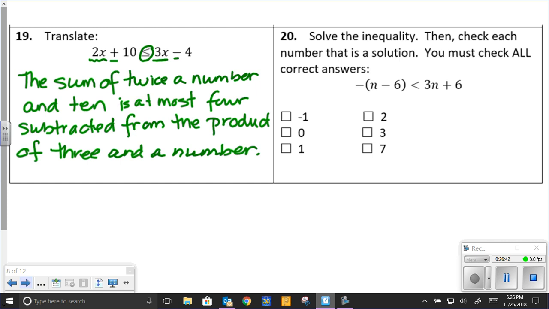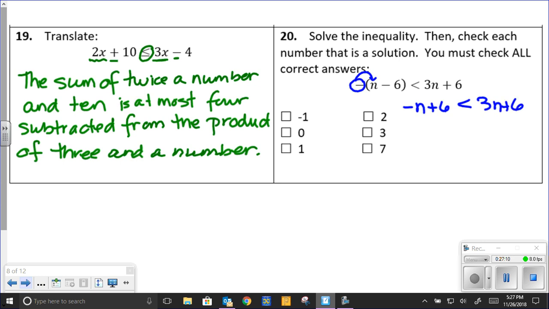All right, this is similar to what I was mentioning about before. It says to solve the inequality, number 20 here, and then check that each number is a solution, and you have to check on all correct answers. All right, so we're going to solve it first of all. Remember, negative sign on the outside means -1 going to these two things here, the n and the -6. Or you can say the opposite of everything inside. That means -n plus 6 is less than 3n plus 6.